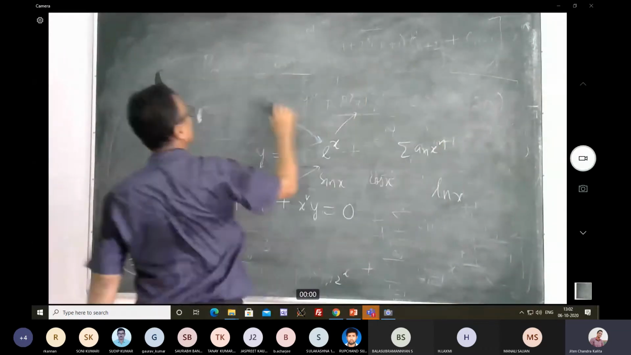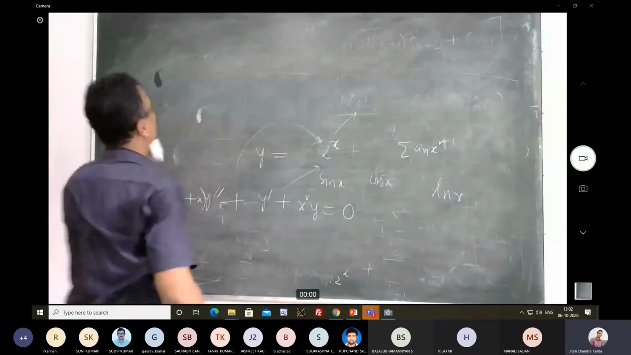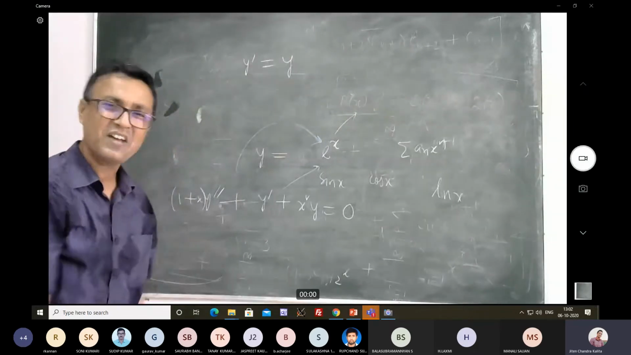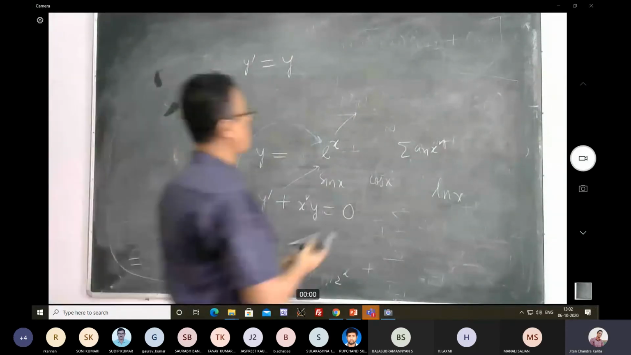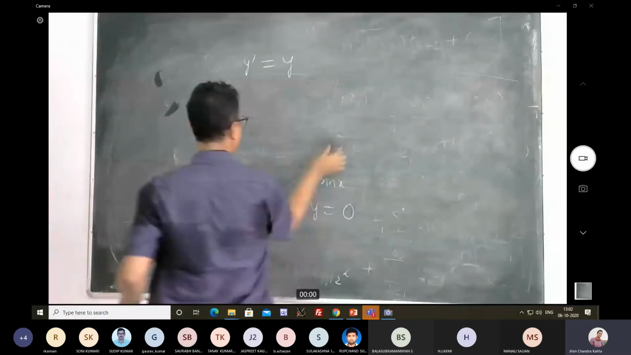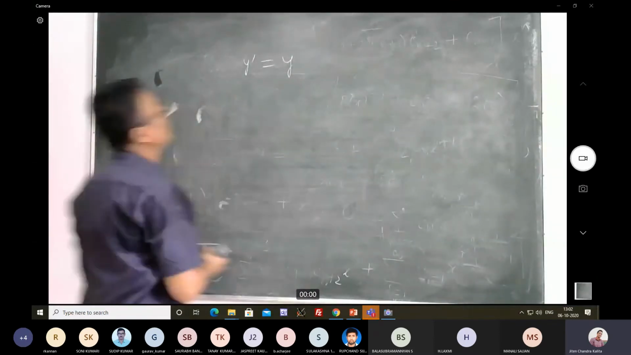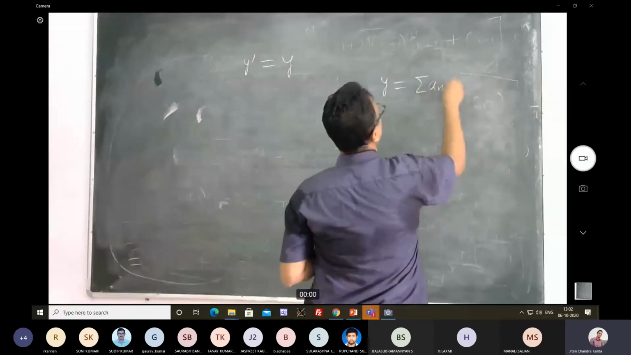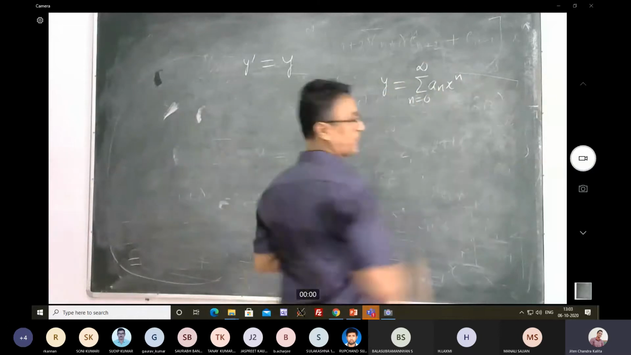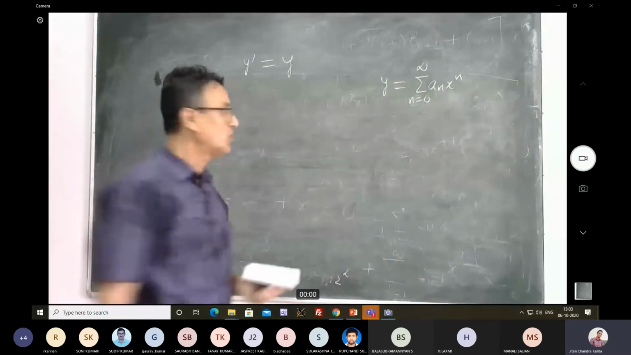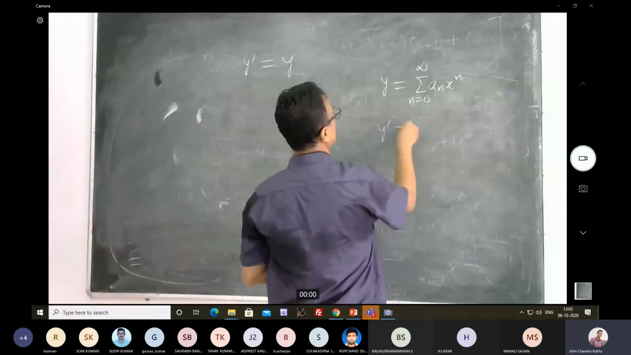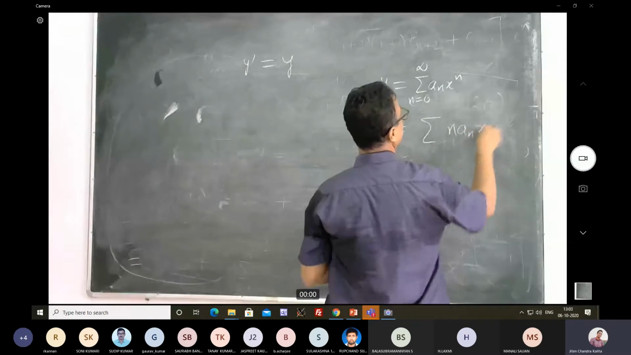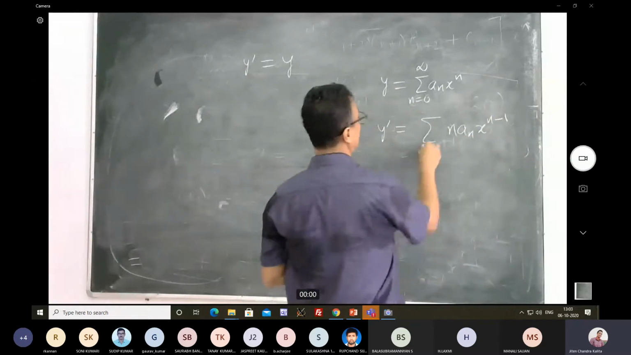Now let us see whether it works or not. I am giving you a very simple example; you already know what the solution is. Let us see whether the power series solution works here. For that, we simply assume that y equals the sum of a_n x to the power n, n equal to 0 to infinity. Then y prime is going to be what? The sum of n a_n x to the power n minus 1.